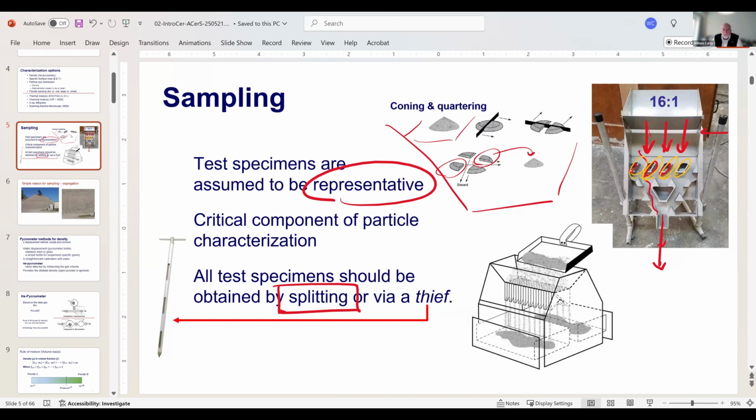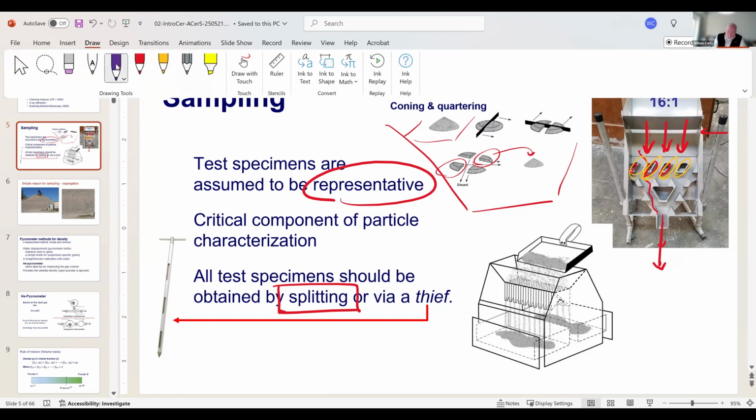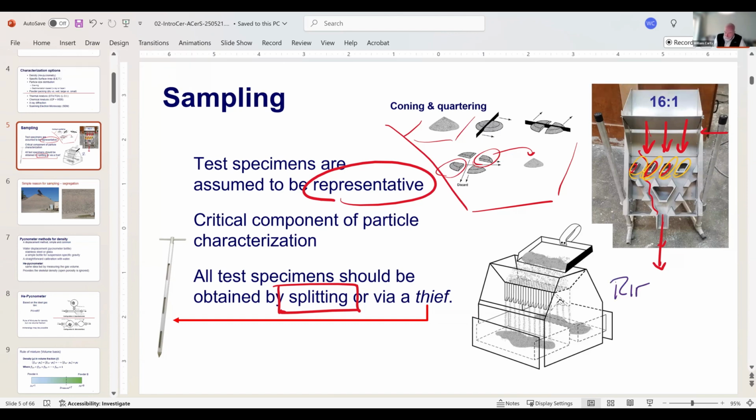And you can split a bag 16-1. Okay. And then you can take that material and pass it through again. This is called a riffle at the bottom. And a riffle splits a sample into two bins. One half goes this direction, the other half goes that direction.